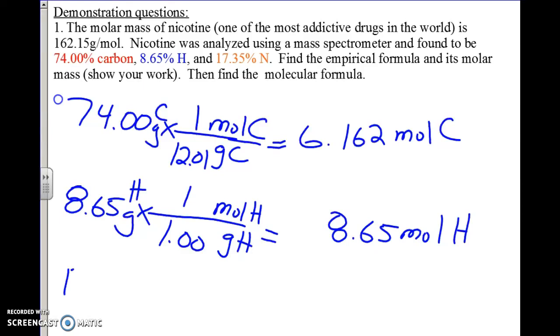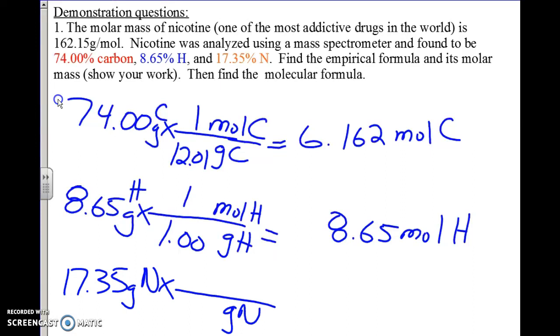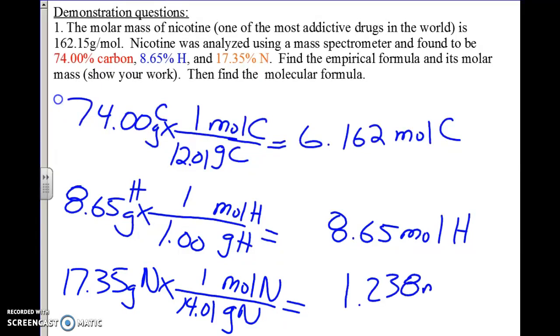I don't have 17.35% nitrogen. I have that many grams, and I convert that to moles as well. Take it right off the periodic table. 14.01 is 1 mole. I crunch the numbers on that, and I get 1.238 moles of nitrogen. Stop the video at this point in time. Take a look at that and make sure you understand all the steps that I did.